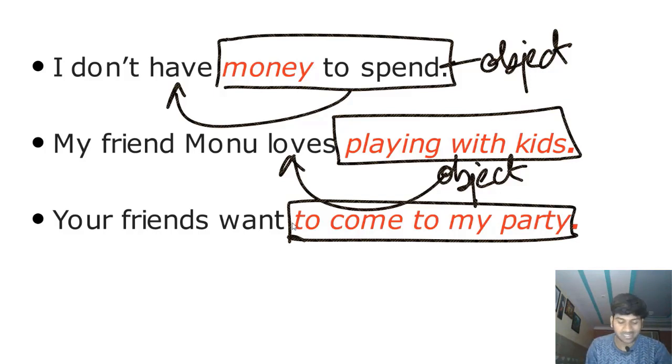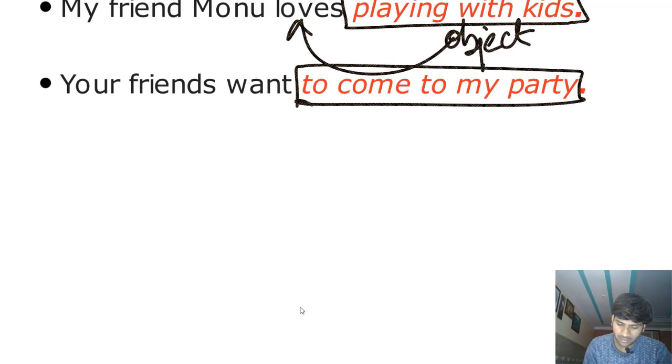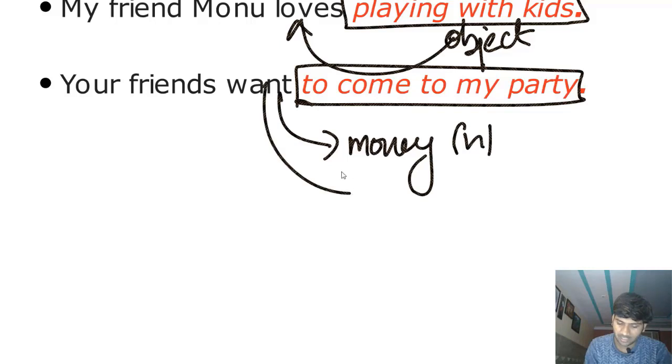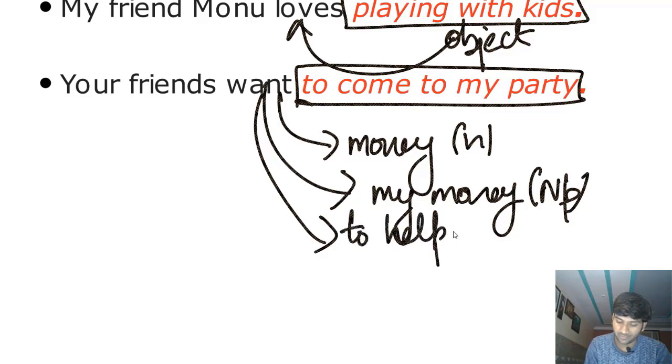Now as an object they can be simply a noun. For example, let me show you that. They can be a regular noun: Your friends want money. Regular noun, right? It can be a noun phrase: Your friends want my money. Noun phrase, all right? It can be an infinitive phrase: Your friends want to help me. Infinitive phrase.